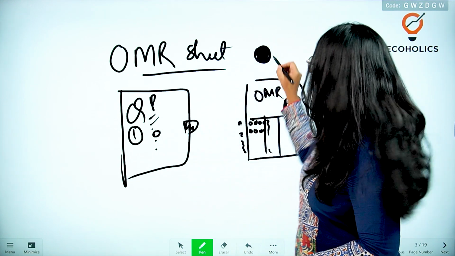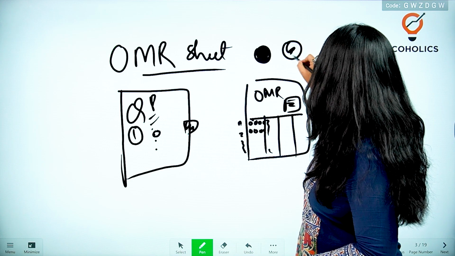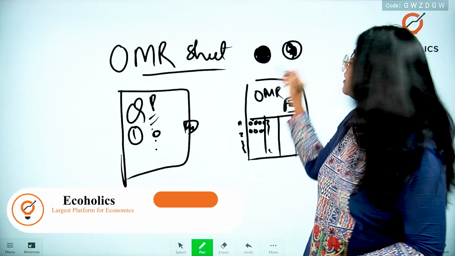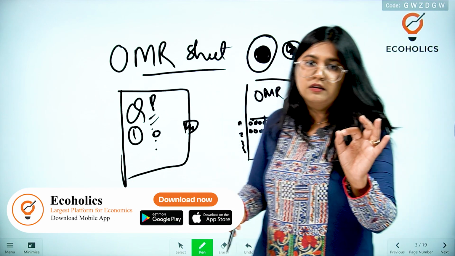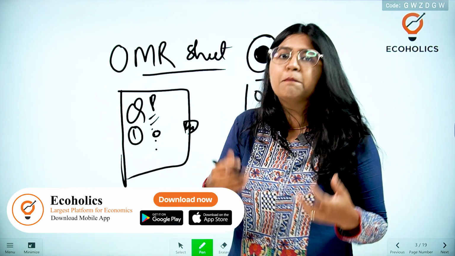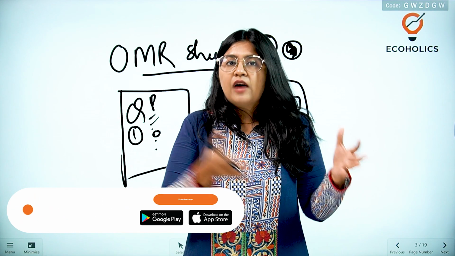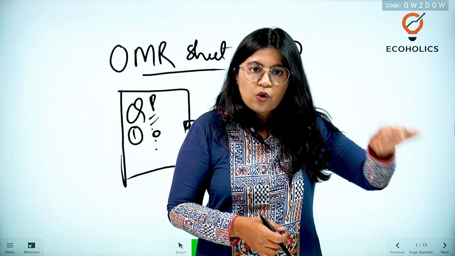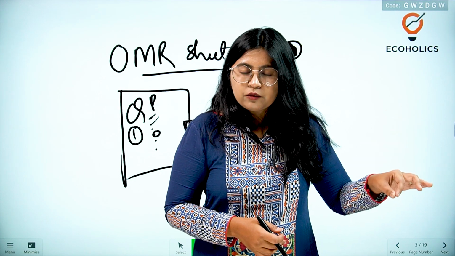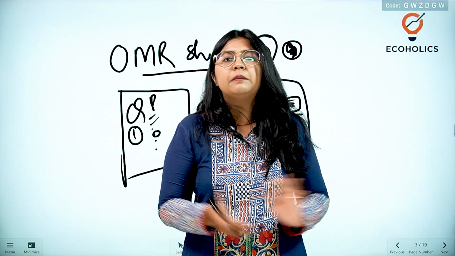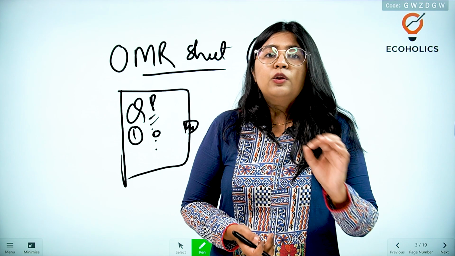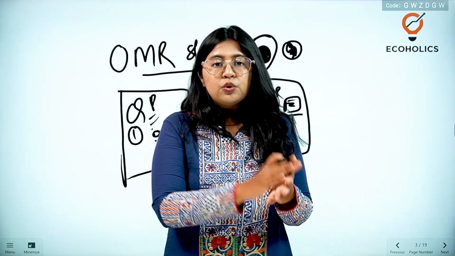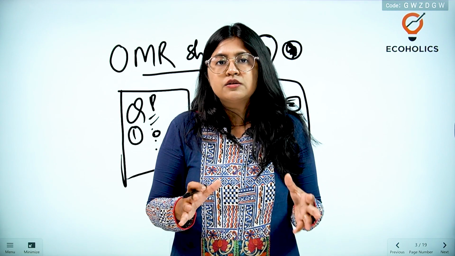Okay, no leaving areas or spaces. Fully you have to encircle it, because the OMR sheet is not manually evaluated, it is evaluated by a machine. So the machine should know that ink is there on your column, which has to be selected, and that way it will be evaluated.